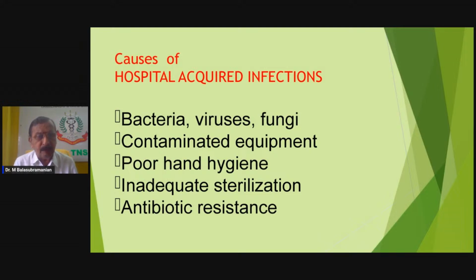So the causes of hospital acquired infections are bacteria, virus, and fungi. Many organisms can be responsible for this, or it can be due to the same bacteria, virus, fungus being introduced through contaminated equipment, or it can be due to poor hand hygiene or inadequate sterilization, or there can be antibiotic resistance leading to hospital acquired infection.